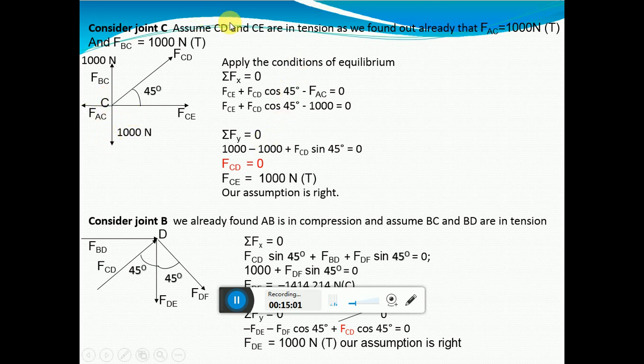Okay. Next, apply the conditions of equilibrium. Summation f of x is equal to 0. That is FCE minus FAC plus FCD cos 45 is equal to 0 in the x direction. But we have found out AC as 1000. Further simplifying, you will get this equation. Next, apply summation f of y is equal to 0.